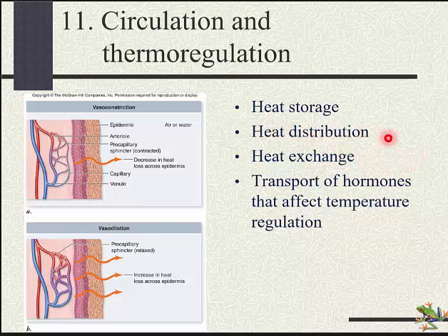Heat distribution: we talked about the heat being produced mostly in the working muscles and then being distributed by the blood to all the parts of the body. In blood, heat is also stored. And we talked about the endocrine system. So there are several hormones that affect temperature regulation. And that is another way that the circulatory system is involved in thermoregulation.